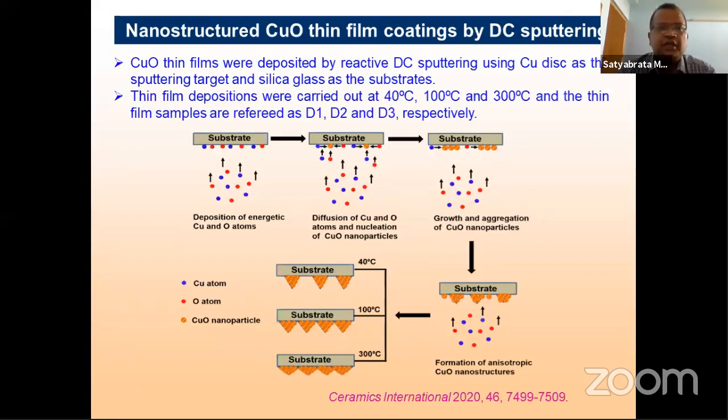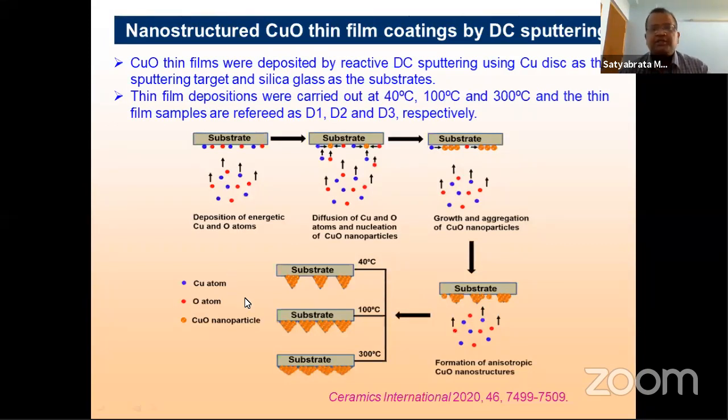Again, we have synthesized nanostructured copper oxide thin film coatings by DC magnetron sputtering. So this is reactive DC sputtering. What we have done here is take a pure copper disc, 99.99% pure, as a sputtering target, and we have prepared various films on different substrates. Silica glass substrates are used because it is inexpensive. And this process is viable for most surfaces which can withstand temperatures up to 300 degrees centigrade, because that's what we have used for substrate temperature variations.